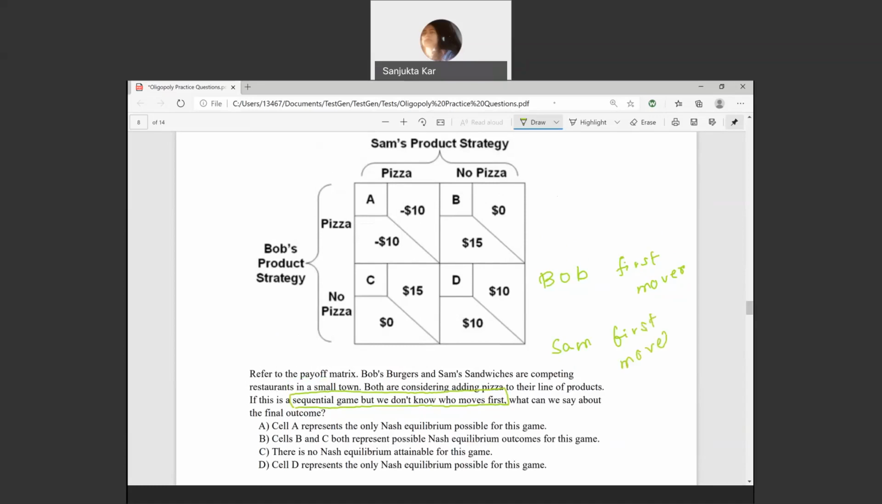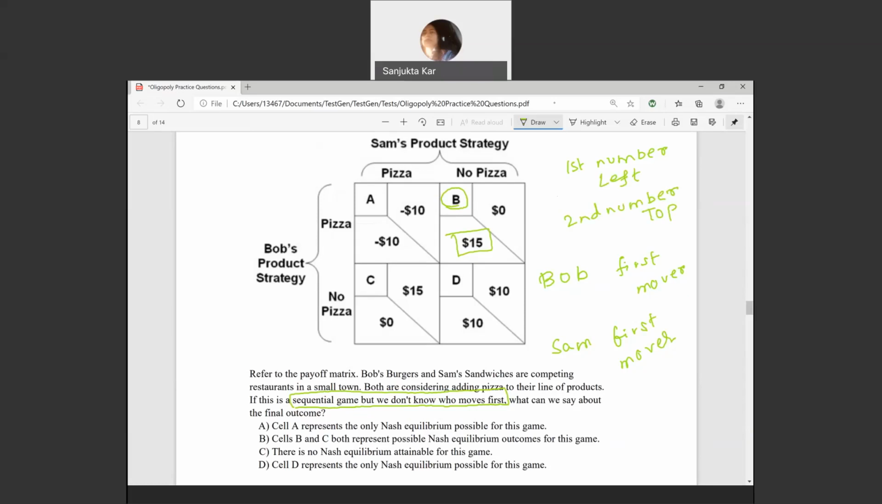If Bob is the first mover, he is definitely going to choose B because he's going to get 15 if he chooses cell B. And if you all recall, the first number in each of these boxes is for the person who is on the left, and the second number in each of these boxes is for the person who is on top. Okay? Now, what happens if Sam moves first?